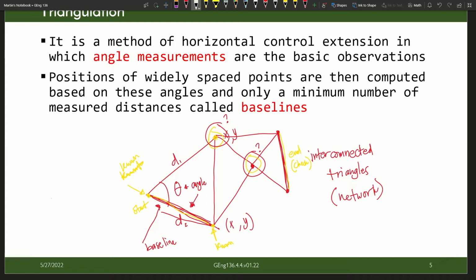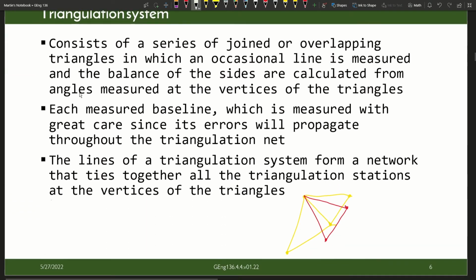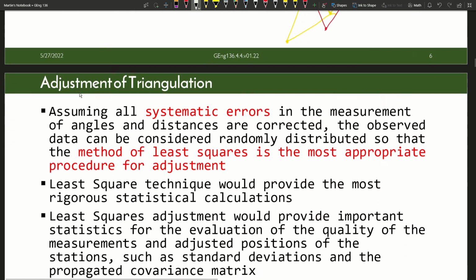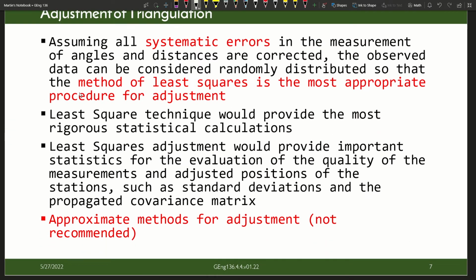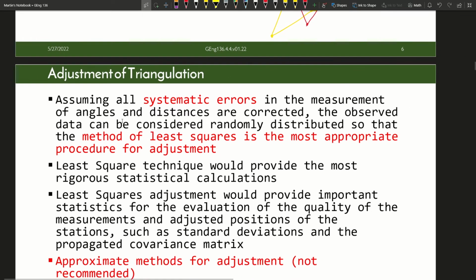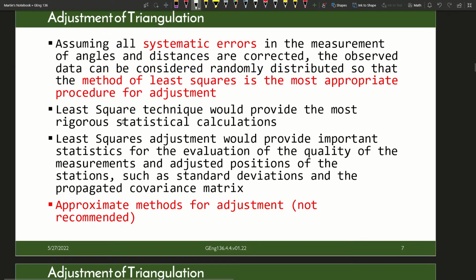The lines of a triangulation system form a network that ties together all the triangulation stations at the vertices of the triangles. So in the adjustment of triangulation, assuming all systematic errors in the measurement of angles and distances are corrected, the observed data can be considered randomly distributed, so the method of least squares is the most appropriate procedure for the adjustment.